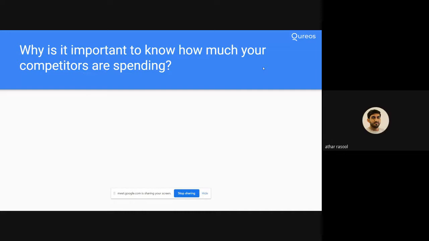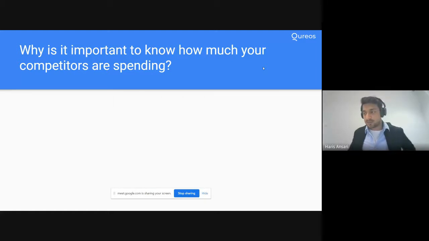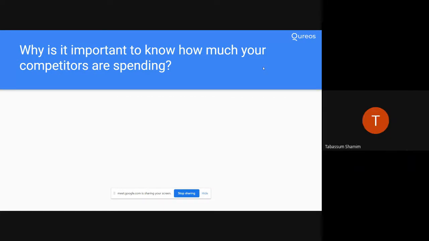As it will help us to bid according to their spendings. Correct, to adjust our budget, absolutely. Exactly. That's the core reason of calculating.